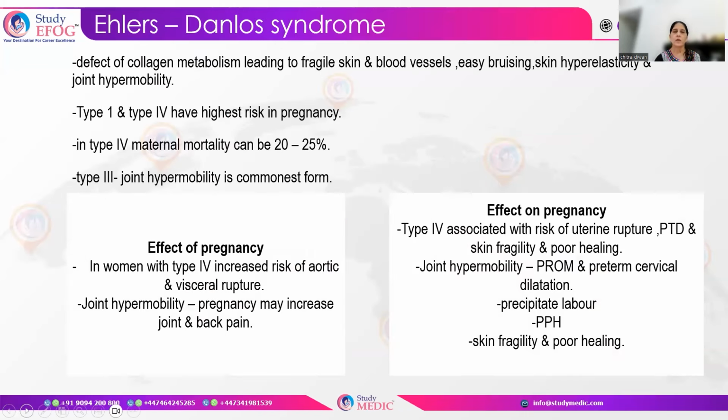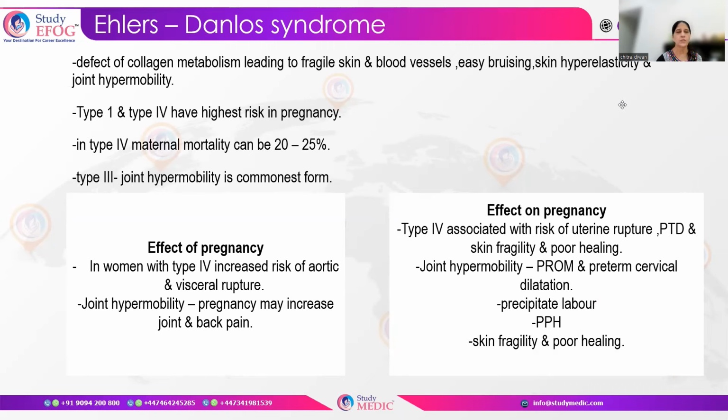The next disease is Ehlers-Danlos syndrome. Now here, there is a defect in the collagen metabolism, and that leads to fragile skin and blood vessels. There is easy bruising, skin hyperelasticity, and joint hypermobility. There are 4 types. Type 1 and type 4 have the highest risk in pregnancy. In type 4, maternal mortality can be as high as 20 to 25%.